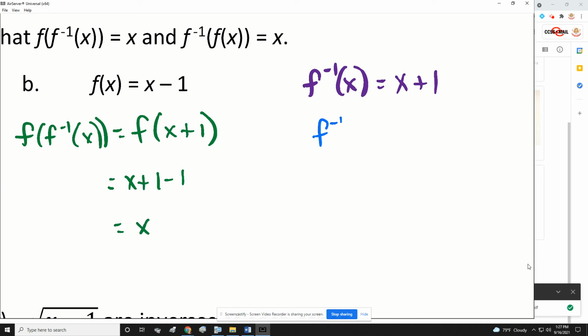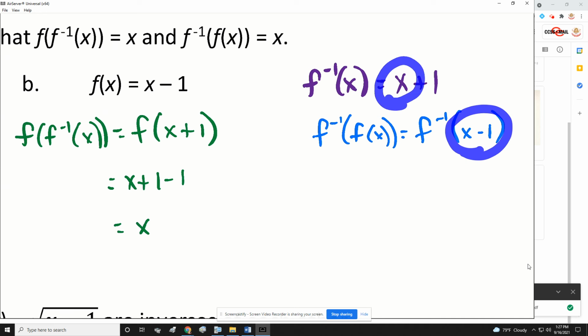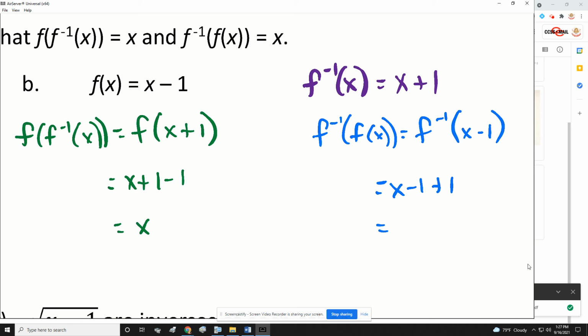And then we'll do it the other way as well. So we'll take x minus 1 and put it into that x. And so it simplifies to x and you're done.